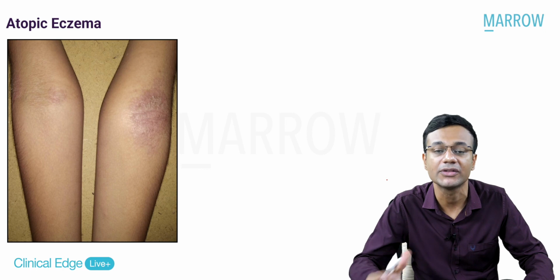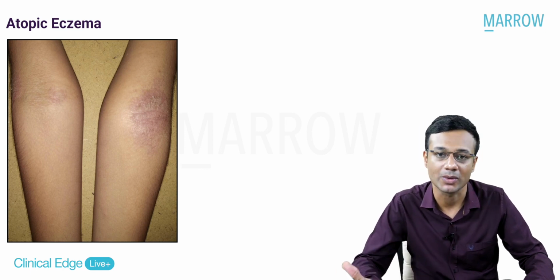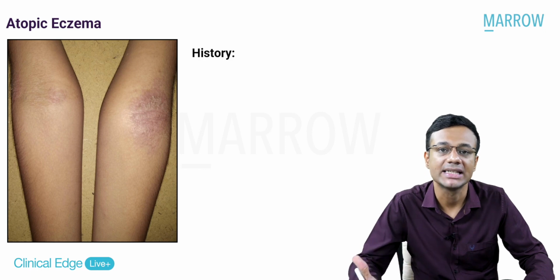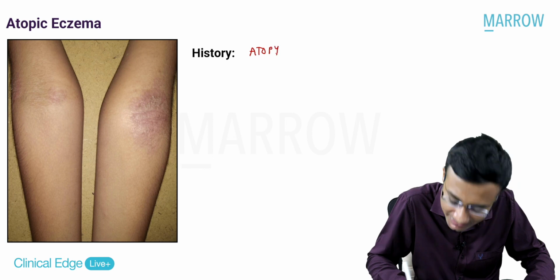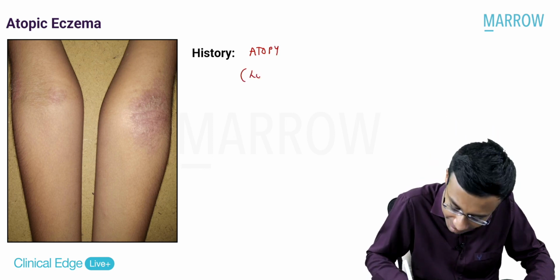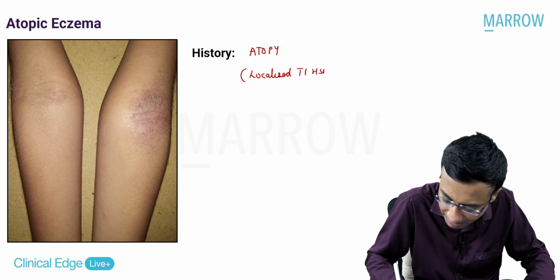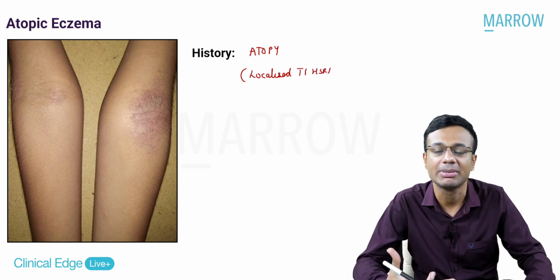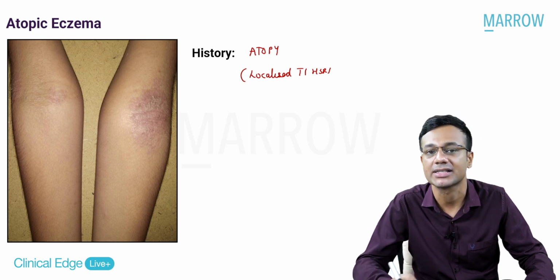And lastly, the fifth important differential diagnosis is atopic eczema. So it can look papillosquamous, but please remember the most important history of atopic eczema will be a history of atopy. Now what is atopy? Please remember it is a localized type 1 hypersensitivity reaction. And just like, for example, in our medicine posting, we ask history of diabetes, hypertension to most of our patients, isn't it? So similarly, in every dermatology case, we ask history of atopy.